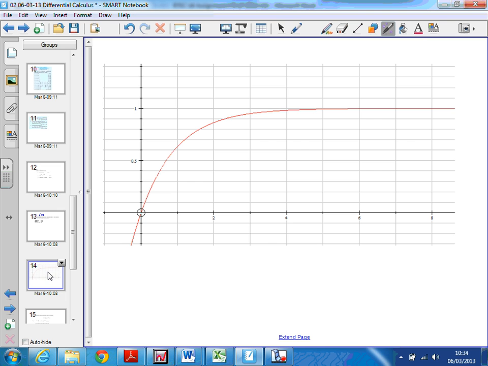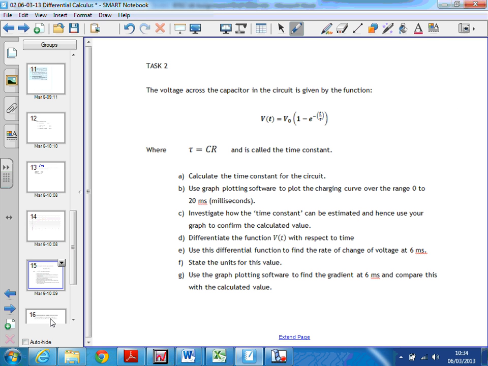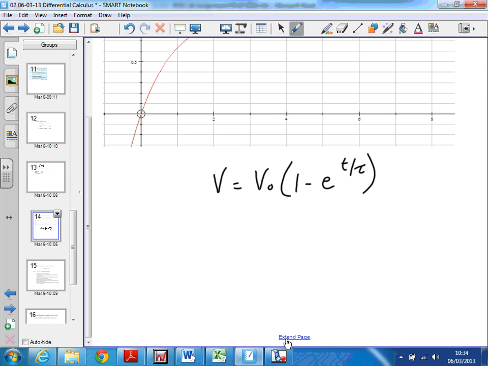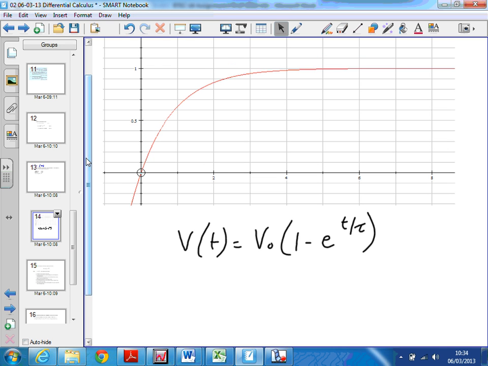You're given the function that you're going to describe. V equals V naught, that's this function here. V equals V naught, 1 minus e to the minus t over tau. For the function, the notation V(t) is used. And that's this curve. I've not plotted the exact curve here, but that's the shape of the curve. It's an exponential growth to a limit. And it's describing how the voltage will vary across the capacitor in a circuit.